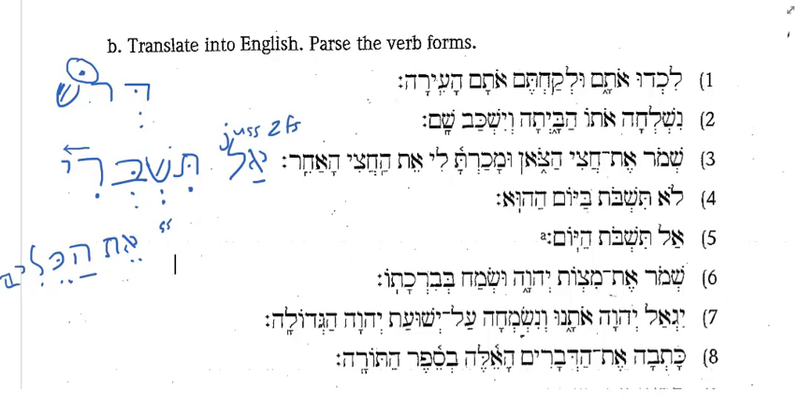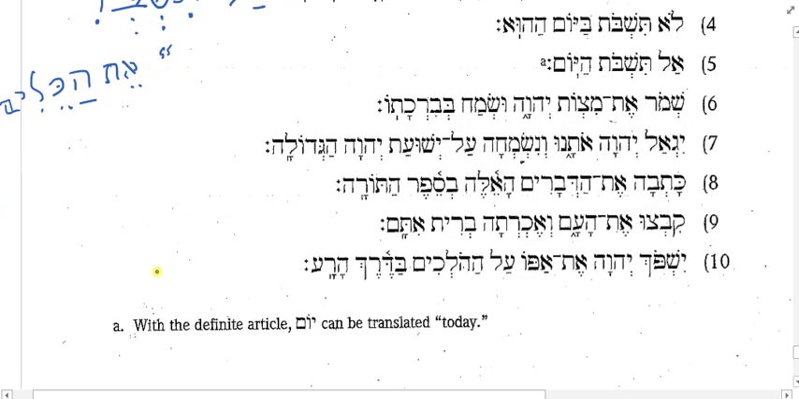Okay, so on the A section, number 7, let me judge between the man and the servant. So this is a first person, let me judge. So who's doing the judging? Me. So I need to use a first person form. When I say let me judge, am I using the imperfect or the cohortative? Cohortative, right? Okay, so what's judge? Shafat.